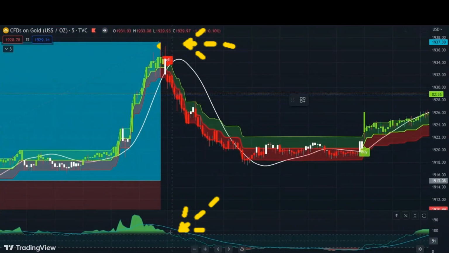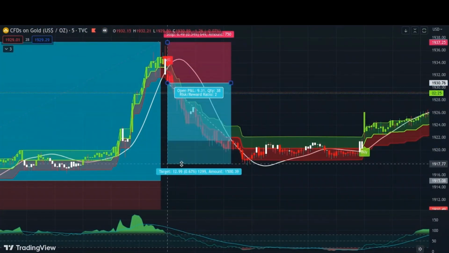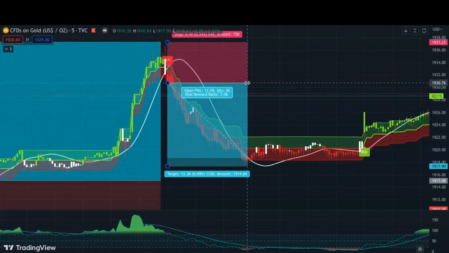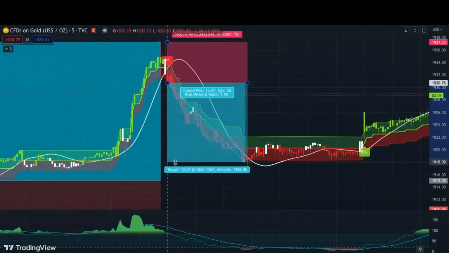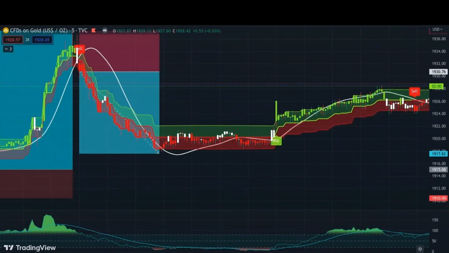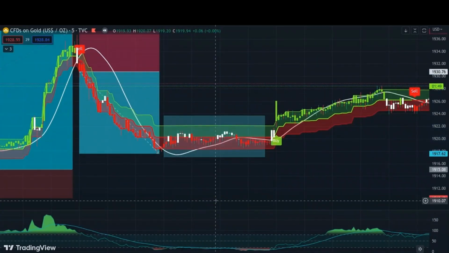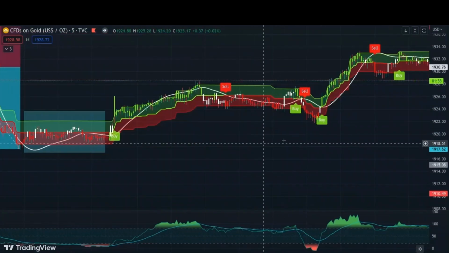When the range filter indicates the sell signal and the RTI is overbought, and at the same time the bearish candle is below the white HMA line, then we take a short position. The risk reward we take is 1.5. And when the price is in consolidation, be calm and wait for another good signal.